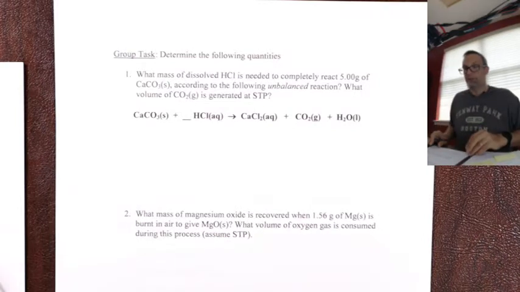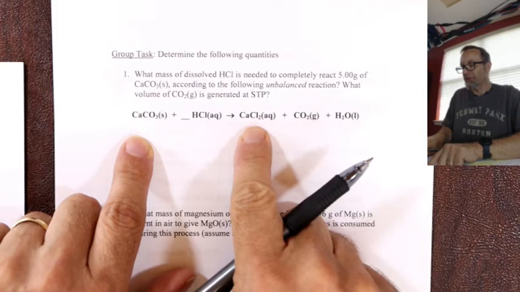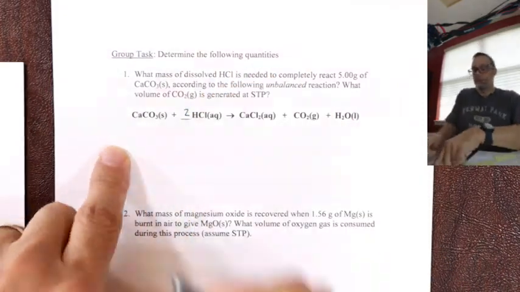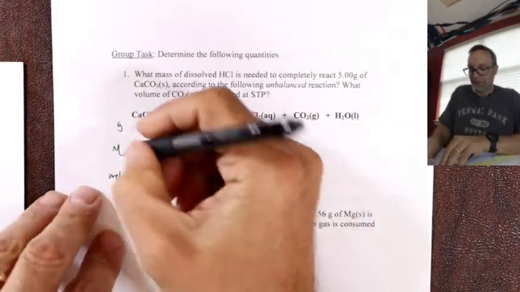All right, so first one, calcium carbonate reacts with HCl to make calcium chloride, CO2 and H2O. If they balance it, it's just simple. Grams, molecular weight, moles. Now let's set up the grid.